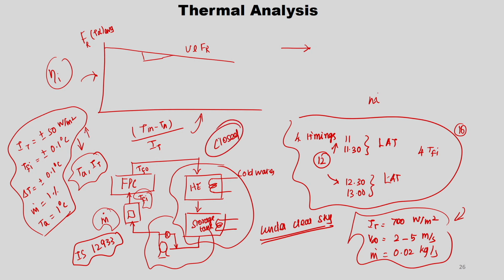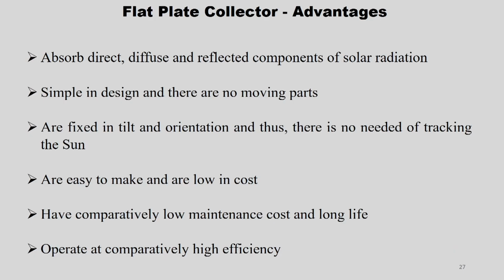So, this kind of performance test is closed loop. One has to perform in parallel the open loop as well as the solar simulator test, which is what we learnt. So, how to calculate Q_u and eta_i using formulae and correlations, and then compare the closed loop performance test, open loop performance test, and performance test performed by the solar simulator. So, that is all about thermal analysis.